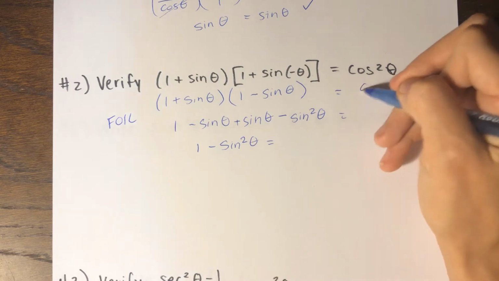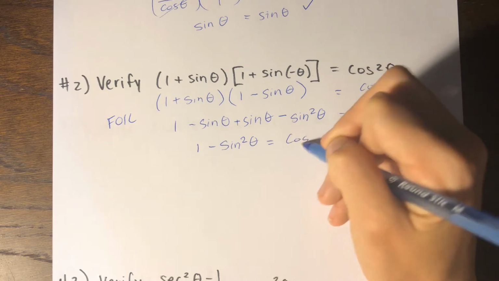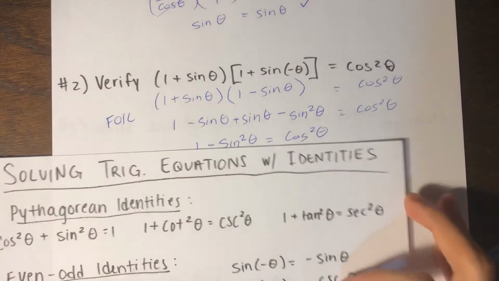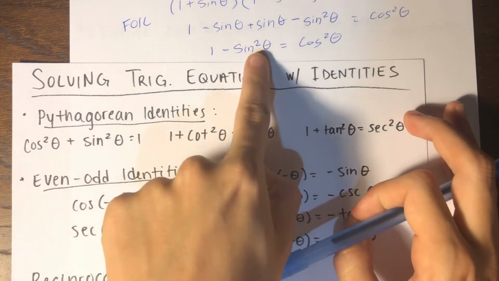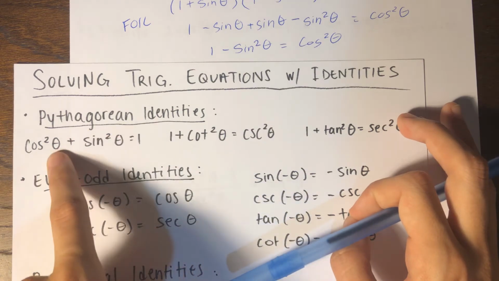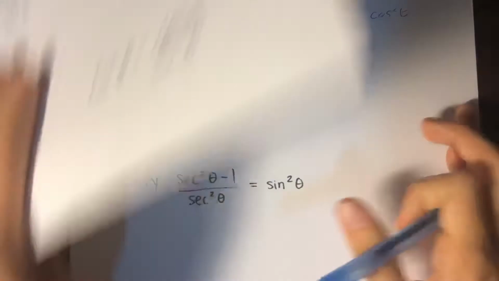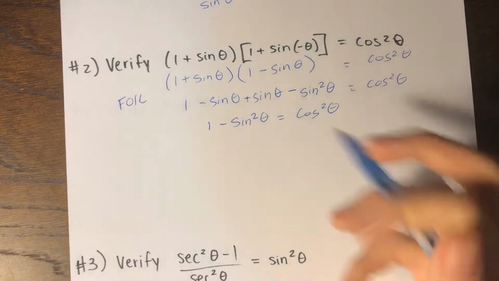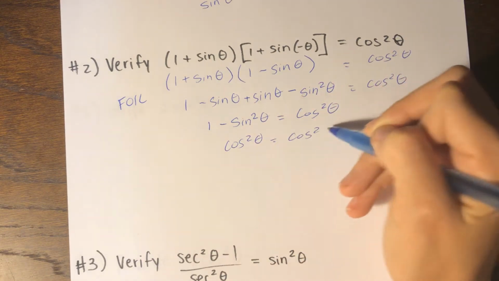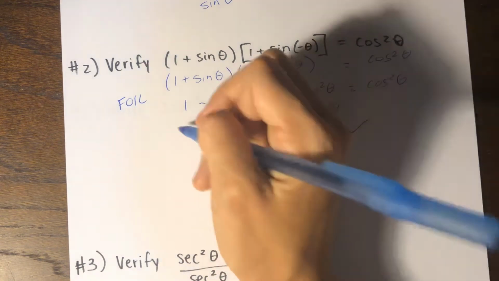Is that equal to cosine squared theta? This is what we're checking. If I look back at the Pythagorean identities, and I subtract sine squared over, I get cosine squared theta is equal to 1 minus sine squared theta. So 1 minus sine squared theta is also equal to cosine squared theta. So they do equal each other. This is the Pythagorean identity.